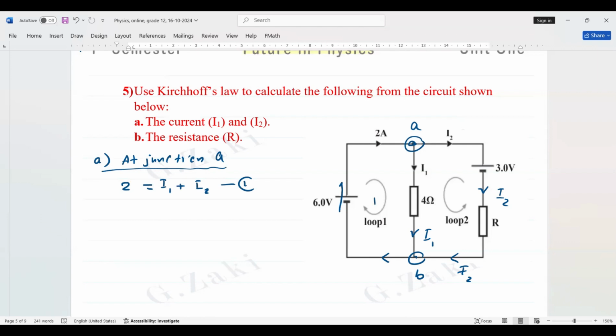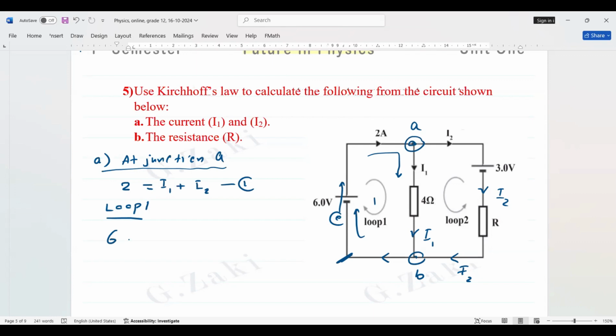Just we put the direction of electron flow. We start from any corner of loop 1. I start from this corner and then I go in this direction. The loop direction is the same as the electron flow, so it's positive 6. So we write loop 1, positive 6. And then the current is I1 and the resistor is 4. The current is in the same direction as the loop, then it's negative. So negative 4 I1 plus, at the end, the answer is 0.